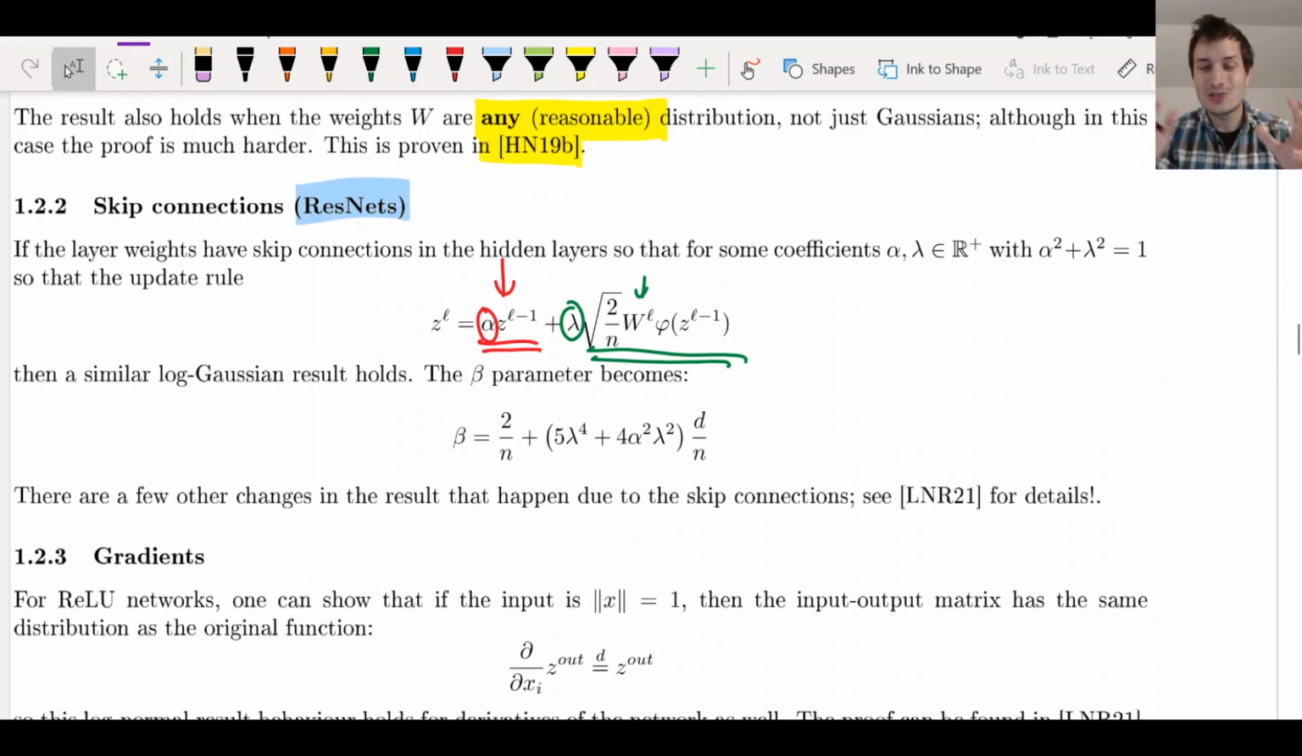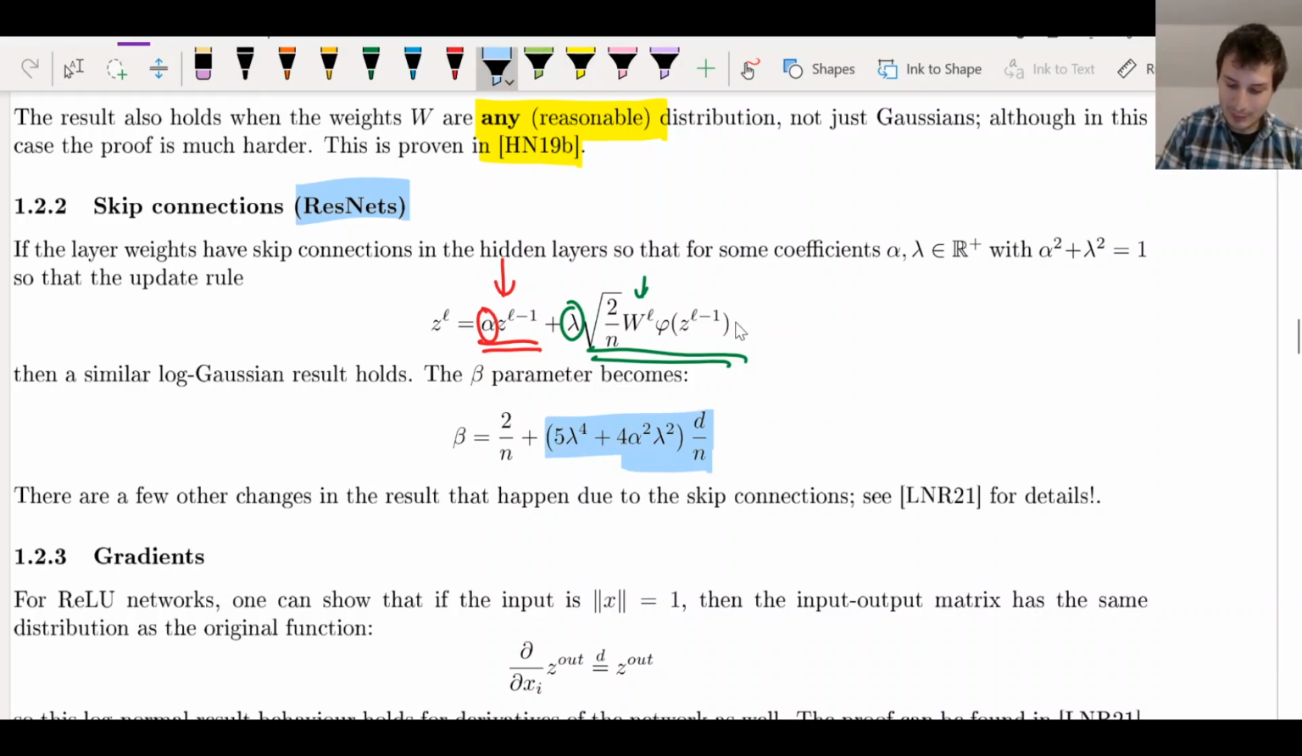So these skip connections introduce all sorts of correlations and stuff that make it more difficult to analyze. But the same kind of result holds. And the thing that changes is the parameter beta that tells you the variance of the Gaussian at the end. Before it was 5 times d over n, and now it becomes this funny function that depends on the two coefficients, alpha and lambda, that control the feed-forward part of the network and the skip part of the network. So same kind of result for ResNets, for networks with skip connections.